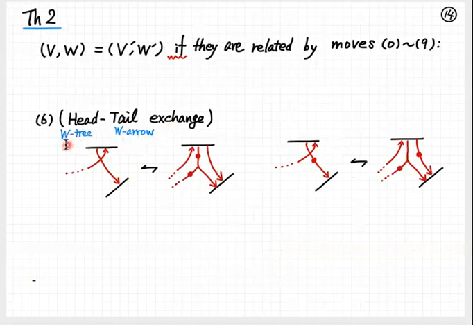Now move six is called head tail exchange. More precisely, the double tree head and double arrow tail exchange move. It consists of two moves. These moves mean the positions of a double tree head and a double arrow tail can be exchanged by adding a new double tree, okay?